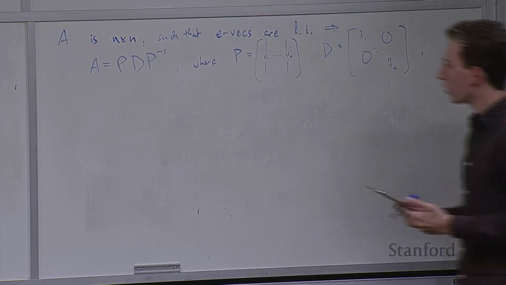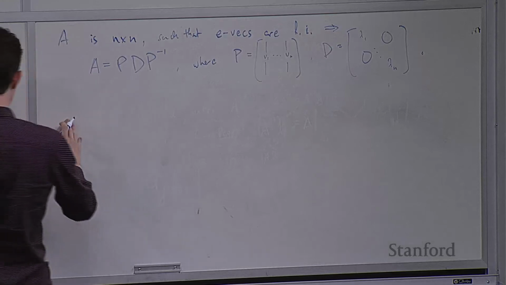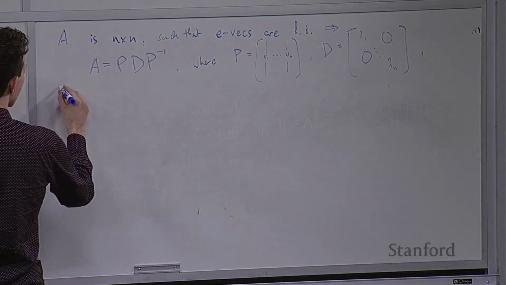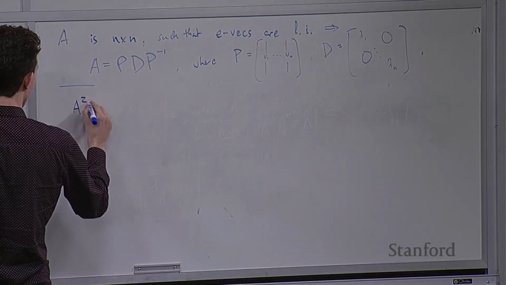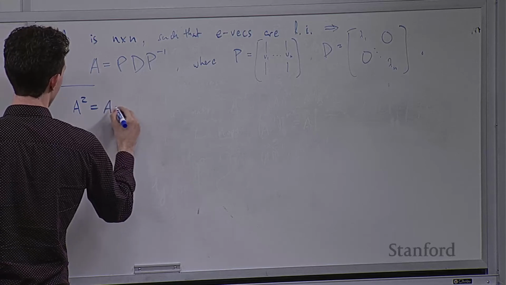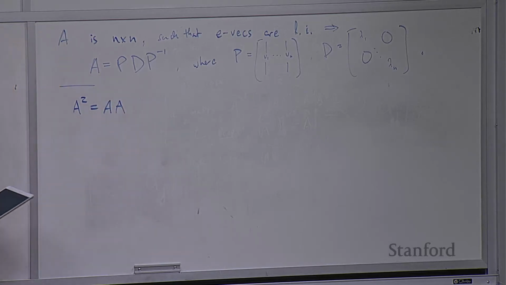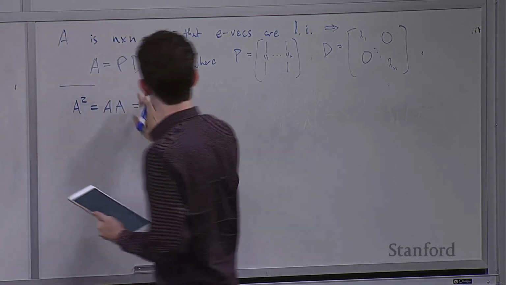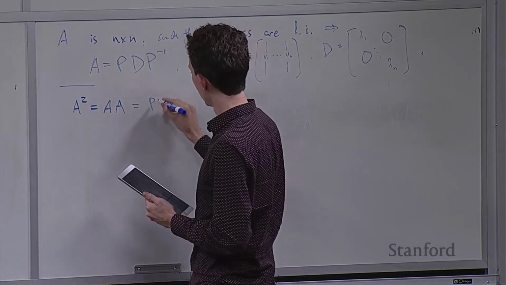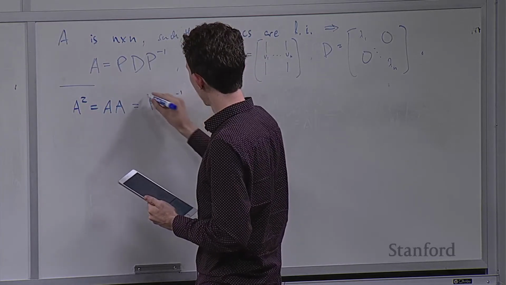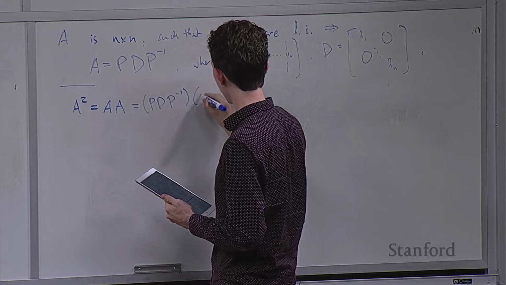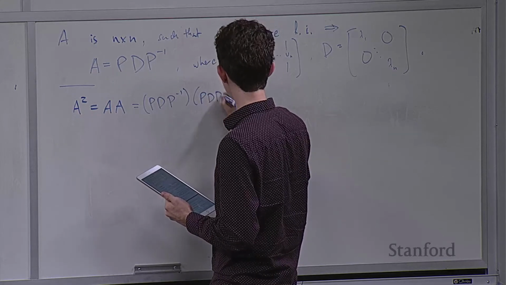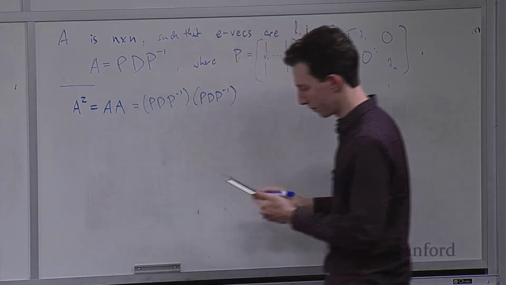Well, one reason it's useful is that it's easy for us now to exponentiate matrices. So say I wanted to calculate A squared, or in other words, just A times itself. What happens if I expand my definition of A? Or not my definition, but how I've written A.